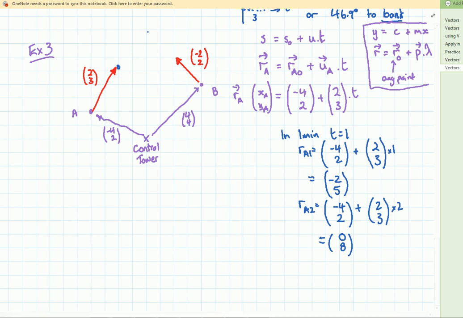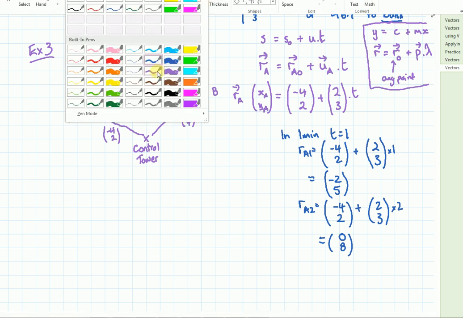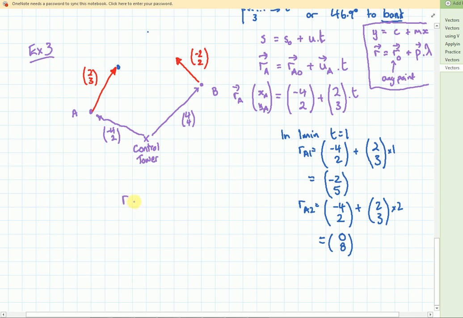We can also do the vector for the second plane. So R for plane B is going to be the x and y for plane B.